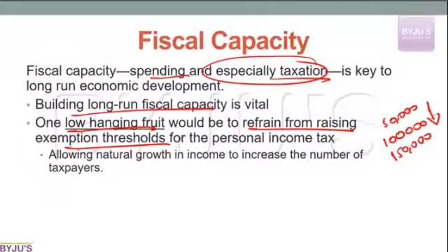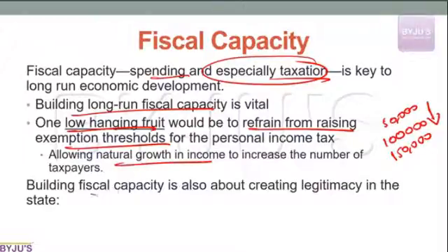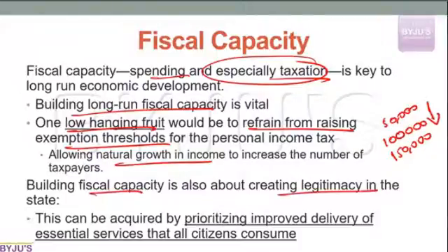Now if we can stop doing this, more people will come under the tax net. This is one example which Economic Survey gives. We'll come back to that later. This will be a natural growth. At the same time, fiscal capacity also creates legitimacy for the state, and this is possible by prioritizing improved delivery of essential services. Why do people give money to the state? On the assurance that the state will utilize it properly. So if the government can improve service delivery, then the people will have more trust in the government and thus taxation can improve.